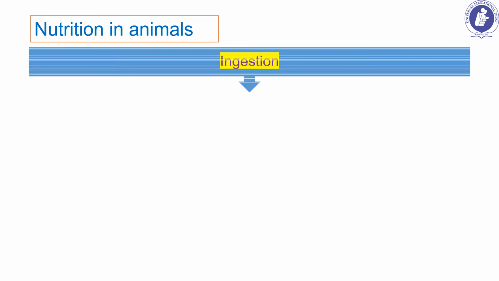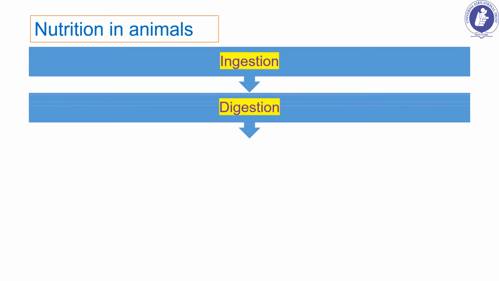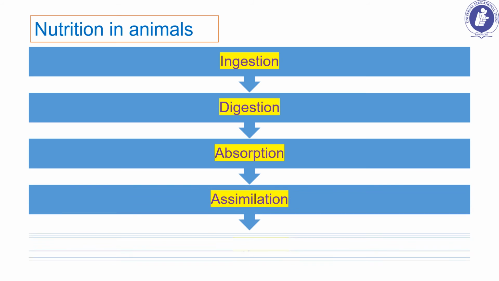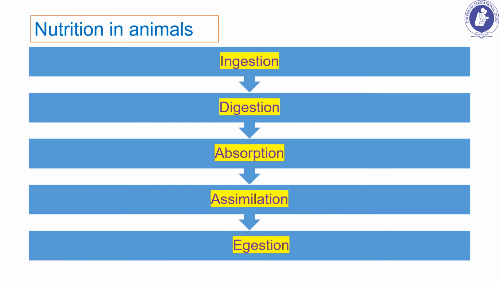So students, nutrition in animals includes these 5 steps, namely ingestion, digestion, absorption, assimilation and egestion. We have also covered nutrition in human beings. Hope that is very clear to you.